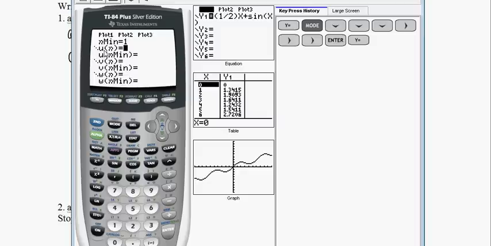As opposed to having y equals, we now have u. Our functions are u. So our definition of the sequence is u of n, so n is our variable. Notice here it says x, t, theta, n. X denotes when you're talking about functions. T denotes when you're talking about parametrics, which we'll look at later. Theta denotes when you're looking at polar, and n denotes when you're talking about sequences.